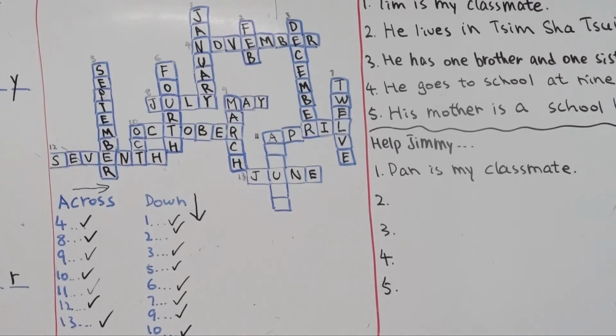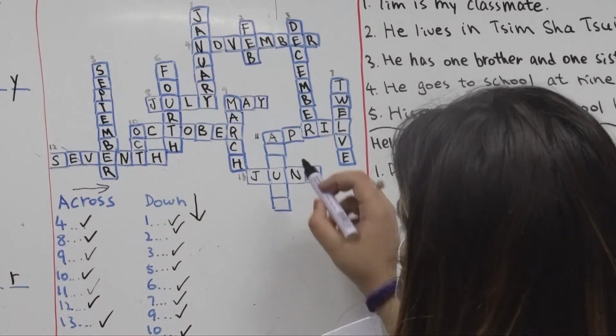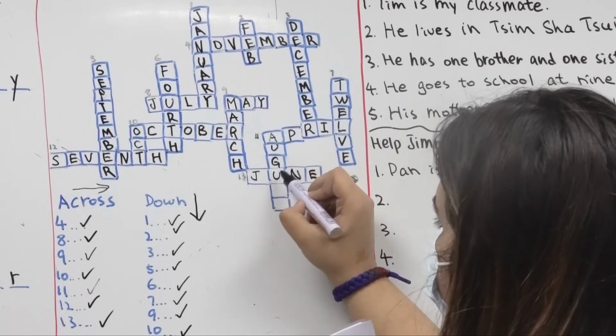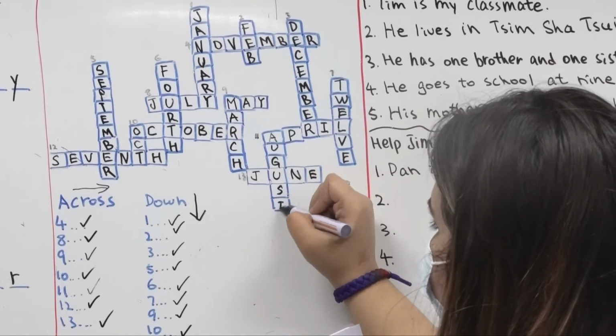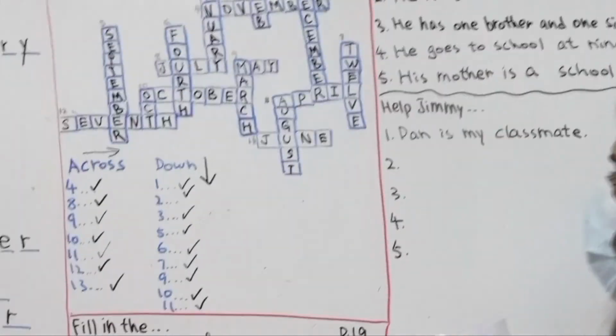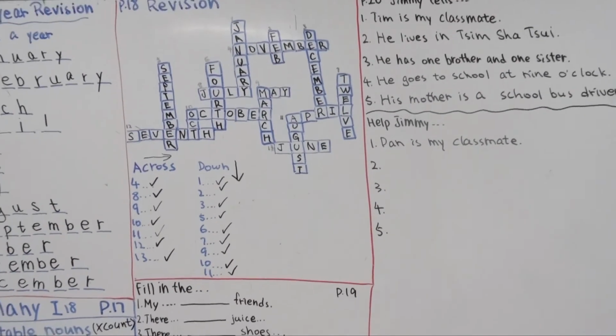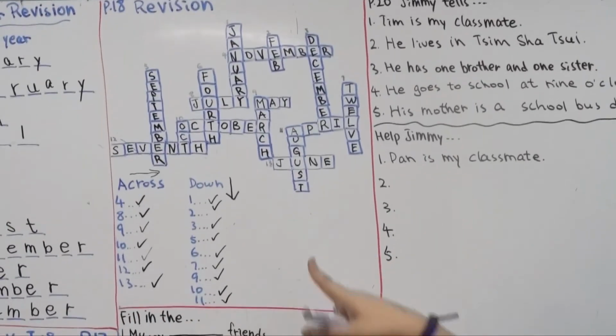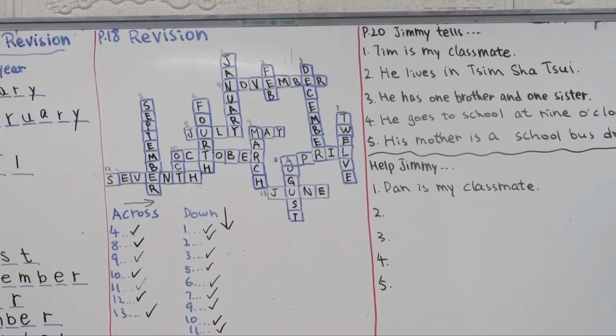O-C-T. Last one, 11. Month number 8. So month number 8 is August, right? A-U-G-U-S-T. Check your answers. Very good. We are done with the revision of months of the year. Okay. Move on to our today's topic.